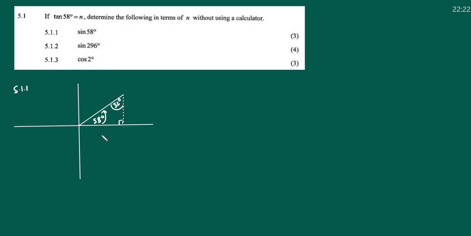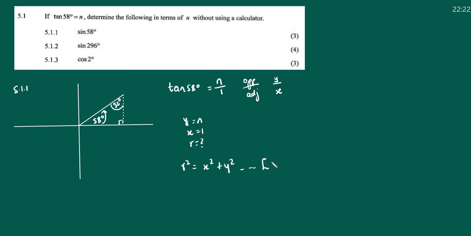Perfect. Done with that. Now you just have to fill in the x, y, and r. Remember, tan 58 degrees is given as n, which can be written as n over 1. Now tan is opposite over adjacent, which means you are given y over x. So your y is n, your x is 1, your r is unknown. So you say r squared is going to be x squared plus y squared, Pythagoras.